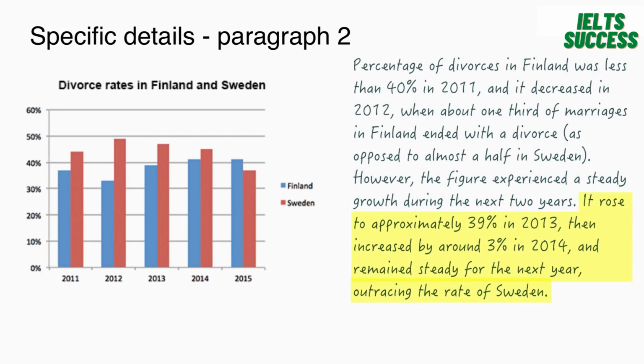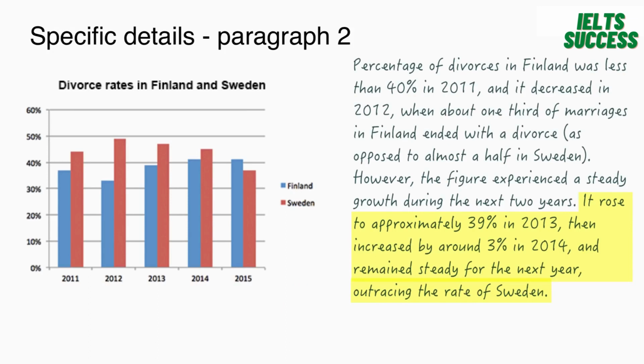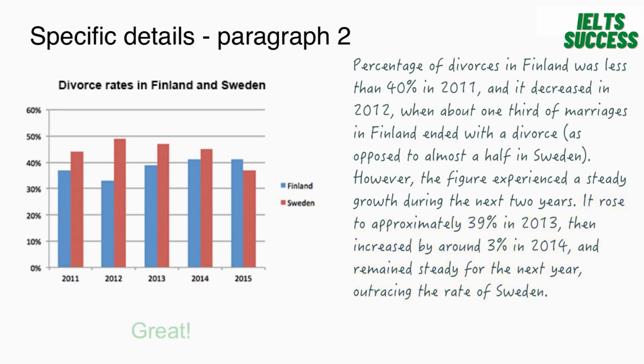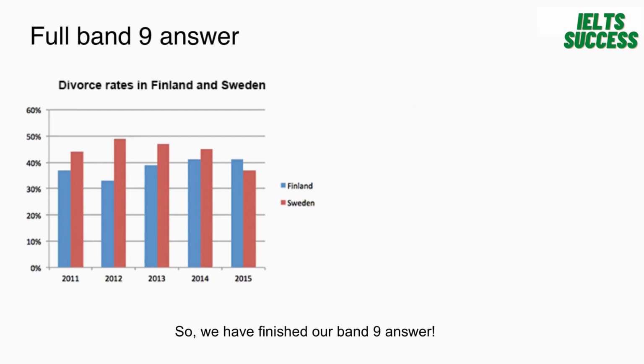In my last sentence, I describe the changes that happened to Finland's rate from 2013 to 2015 in detail. You can see that I use words approximately and around to show that I describe percentages, which cannot be told exactly from the graph. Great! That's all with our second paragraph with specific features. So, we have finished our Band 9 answer.